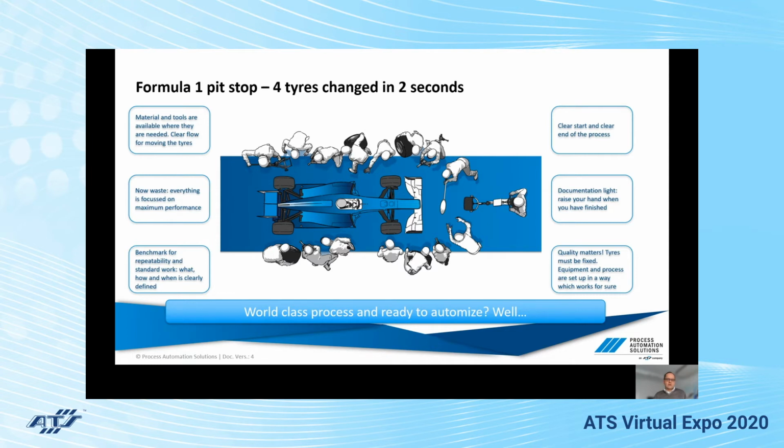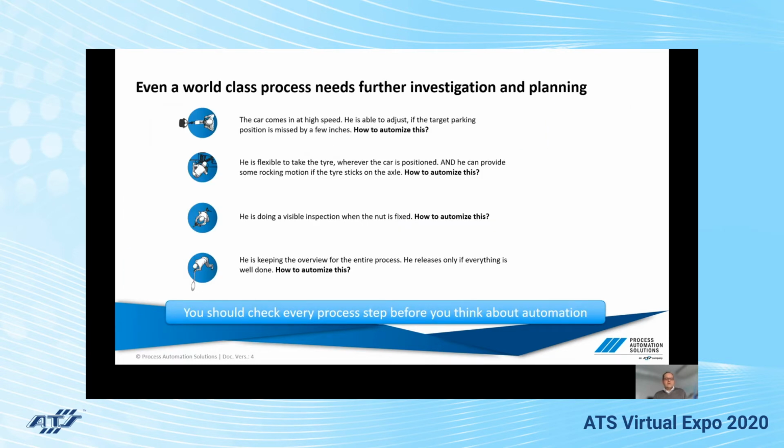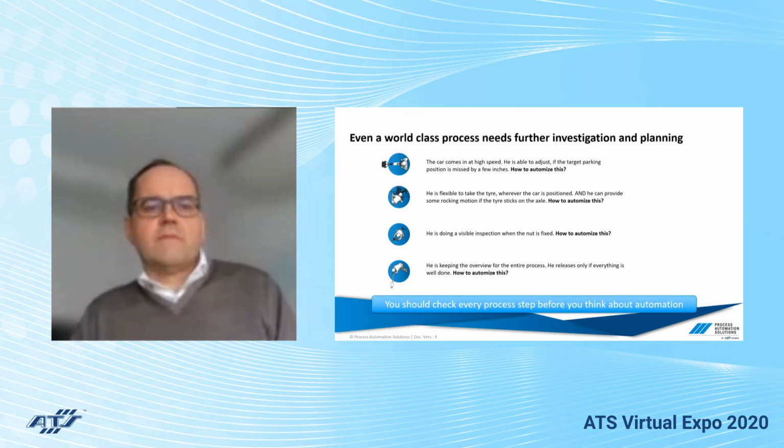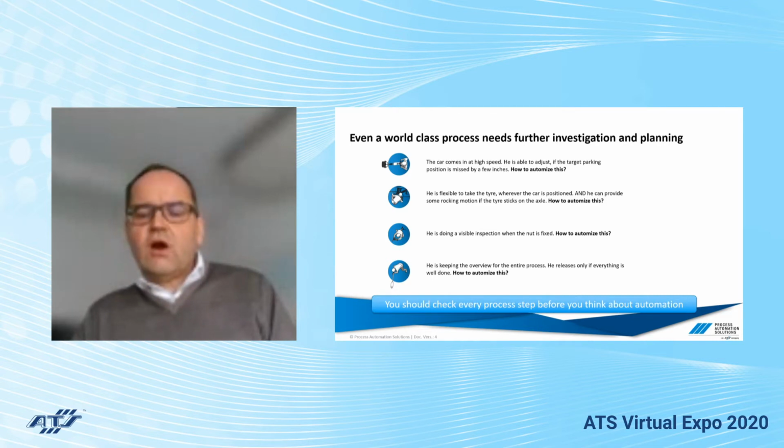You think this world-class process can be easily automated and is ready for automation? Well, then let's have a look. Even this process needs, from my point of view, further investigation and some planning before automation. The man who is lifting the car can adjust to the position where the car comes to a stand. If this varies by a few inches, he can adjust to it. So how would we automate this one? The man who is removing the tire can do it wherever the car is finally positioned.